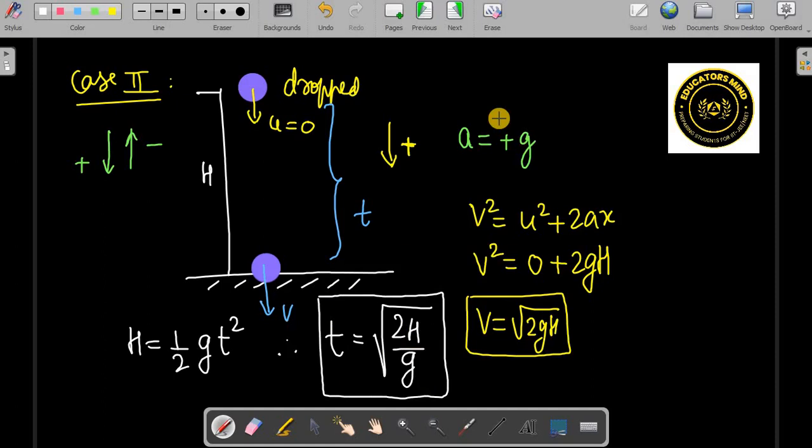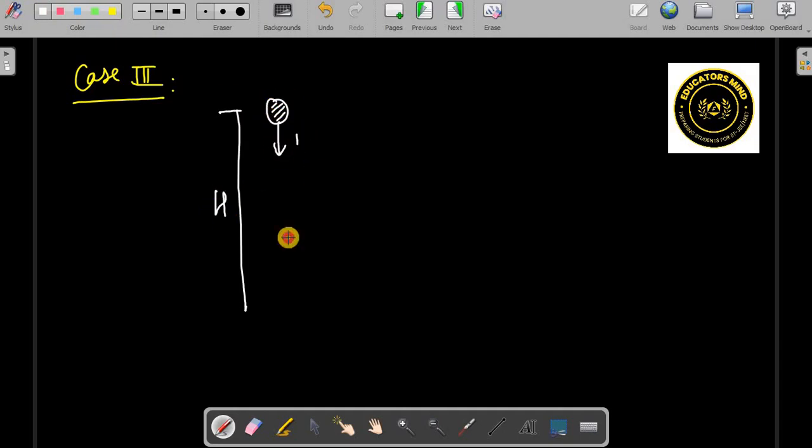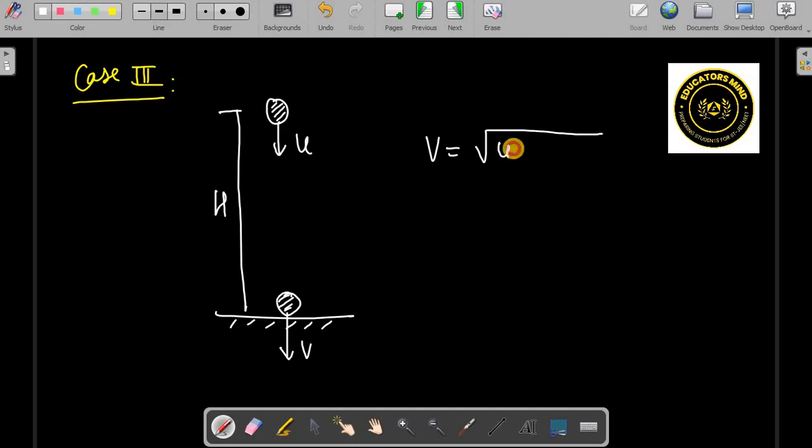Then you may throw it also downward. Let us say you throw it downward, not just drop it, you throw it. So that will be case 3. In case 3, you are going to project it downward from the building of height h, with a speed u. So again it will be having some speed when it comes at the ground, some speed v. So v will be given as root under u square plus 2gh.